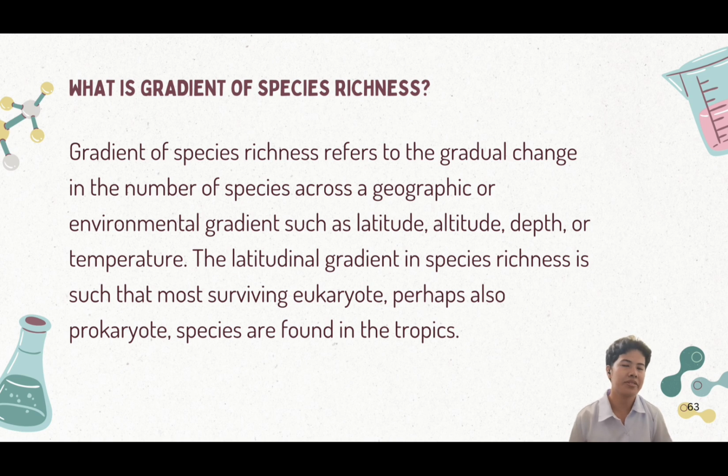Gradient of species richness refers to the gradual change in the number of species across geographic or environmental gradients such as latitude, altitude, depth, and temperature. The latitudinal gradient in species richness is such that most surviving eukaryotes, perhaps also prokaryotes, are found in the tropics.